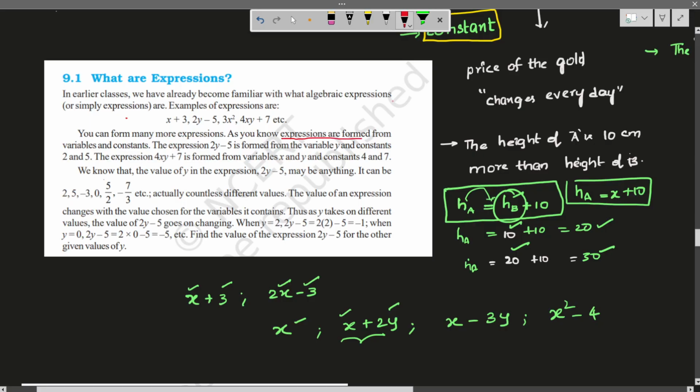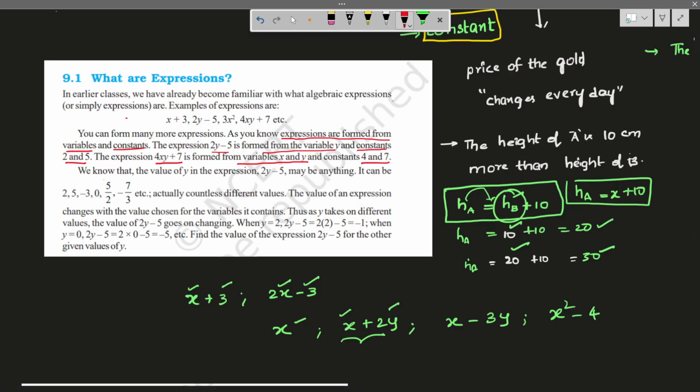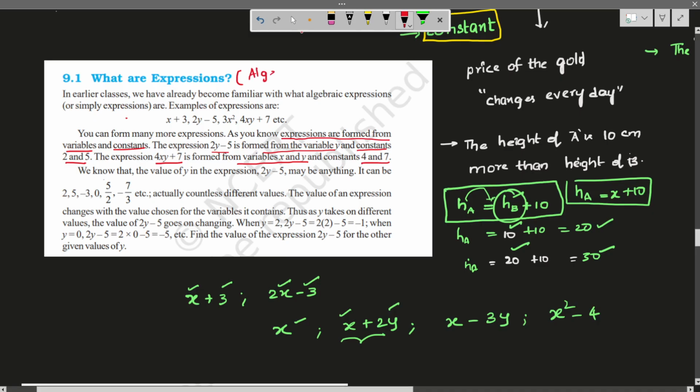Expressions are formed from variables and constants. The expression 2y minus 5 is formed from the variable y and constants 2 and 5. The expression 4xy plus 7 is formed from variables x and y and constants 4 and 7. Like that, we can form different expressions by combining variables and constants. This is also known as an algebraic expression, or simply we can call it an expression.